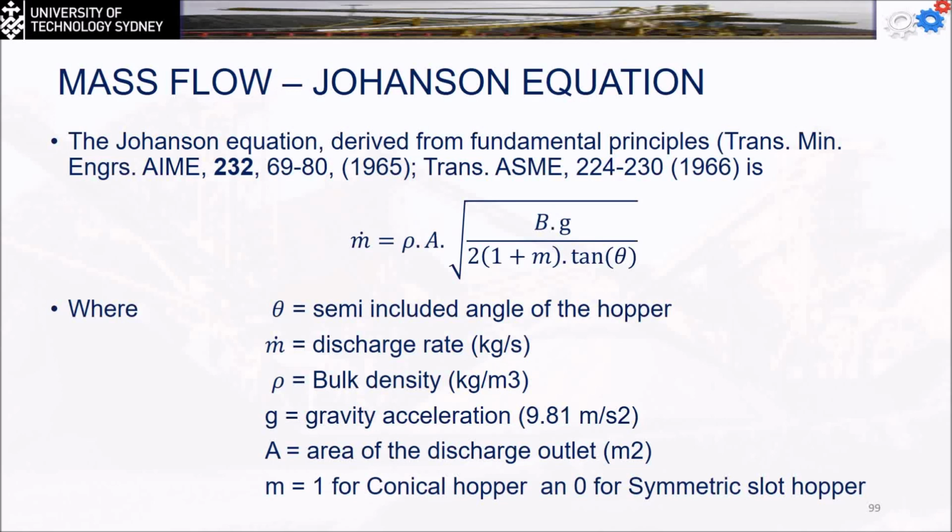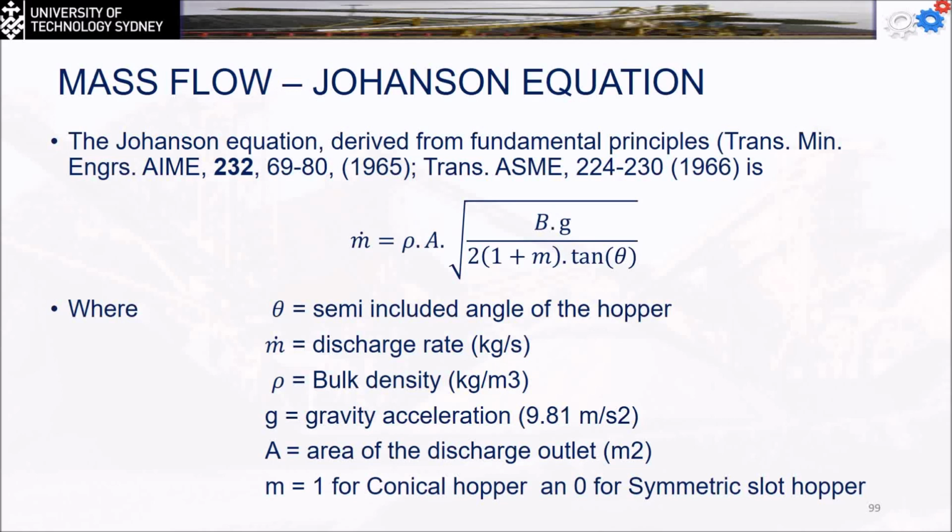Now we know what the rho is, we know what the A is, we know what the theta is. Well, I changed the B right here. Yeah, actually I changed the B. I think the B is going to be the same as the rho. So theta is going to be the semi-included angle of the hopper. M dot is the discharge rate. The rho is the bulk density in kilogram per cubic meter. G is the gravity acceleration. The A is the area of the discharge outlet. M is going to be 1 for the conical hoppers, 0 for the symmetrical slot hopper.